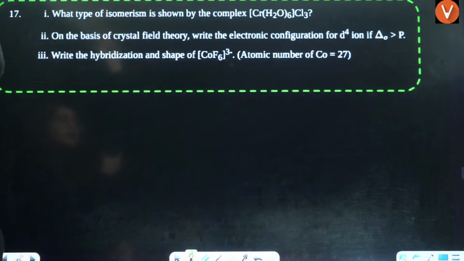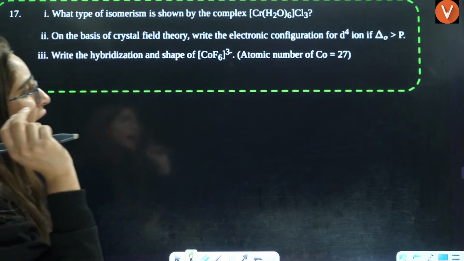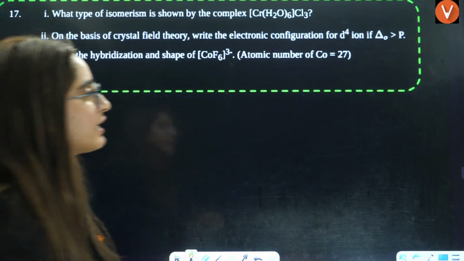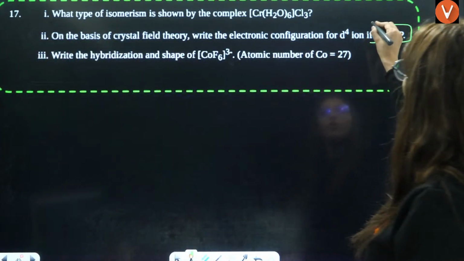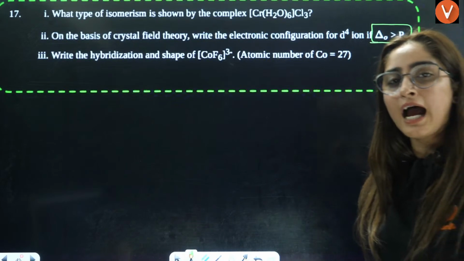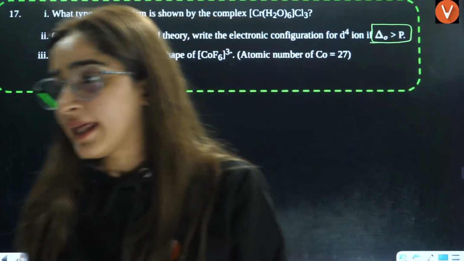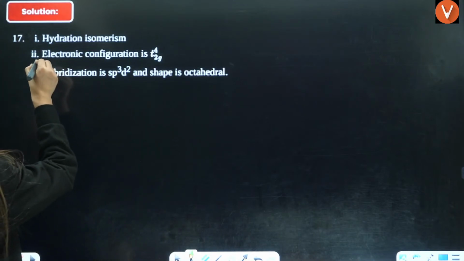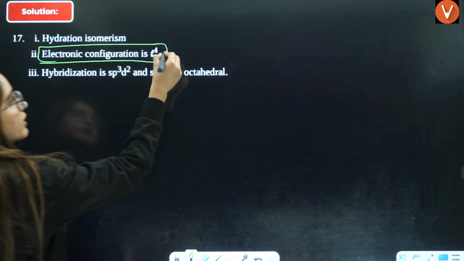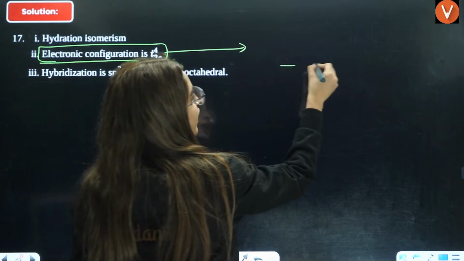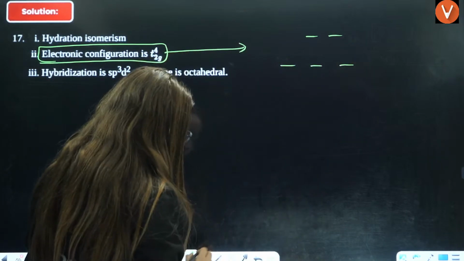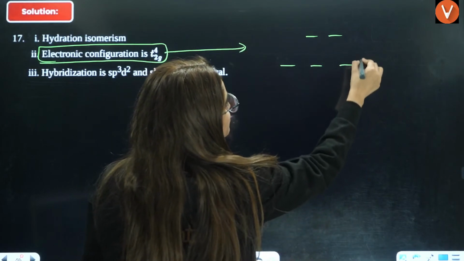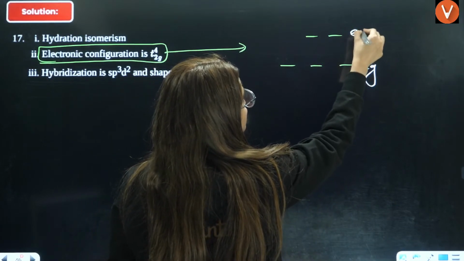Next is, on the basis of crystal field theory, write the electronic configuration of a d4 ion when delta O is greater than pairing energy. That means pairing will not be there, right? So you have to write it for the d4 configuration. What exactly are you going to do here? For octahedral, you have 1, 2, 3, 1, 2. This is t2g, this is eg, right?